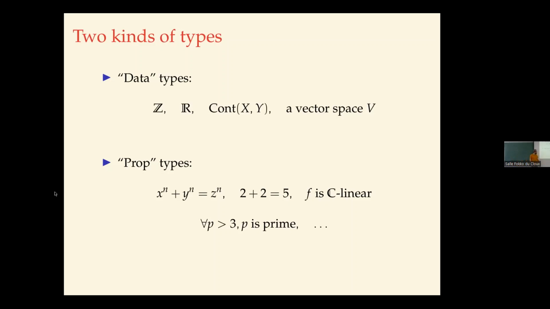And so we can write down X to the n plus Y to the n equals Z to the n, or 2 plus 2 is 5. I mean, this statement is not true, but it does make sense to write it down. It's type correct. It's a false proposition, but it is a proposition in the sense of logic. Things like f is C-linear, or that all numbers greater than 3 are prime.